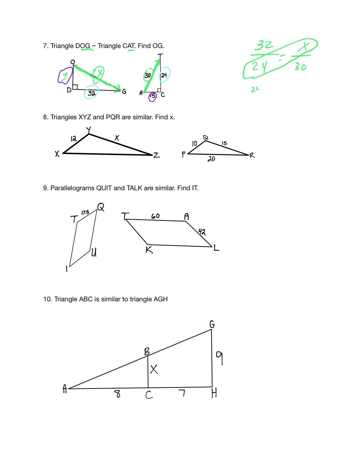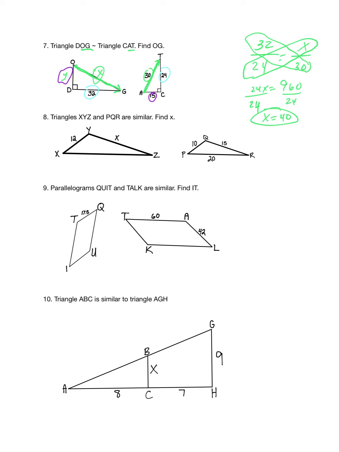All right, so back to this. 24x equals 32 times 30. I have no idea what that is. 960. Divide out the 24 from both sides. And you get x equals 40. Or OG. We could call that OG equals 40.